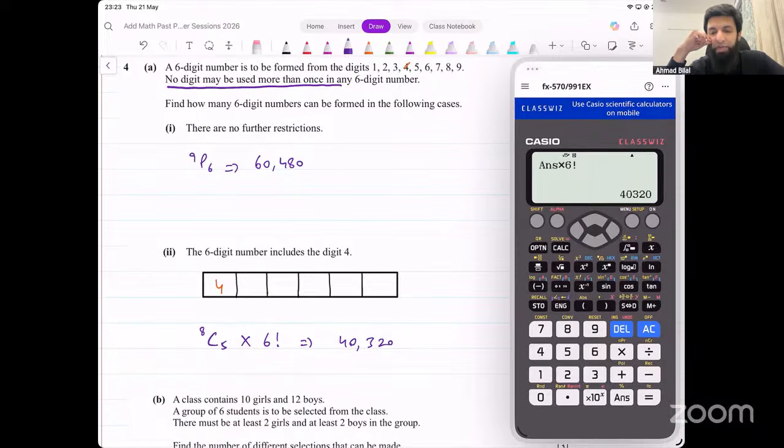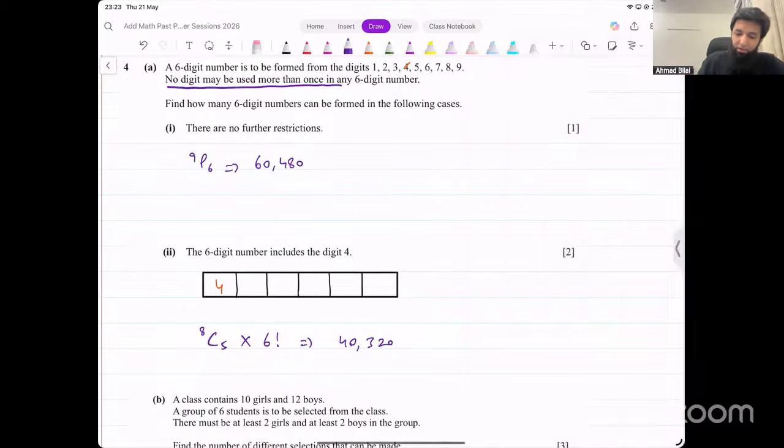If you do 8p5, you'll have to arrange 4 separately then. So you could say 8p5 for those 5 digits apart from 4. You could do that. But then remember, you are not arranging this 4. So you have to arrange 4 separately in that case. How many places do you have for 4 in that case then?